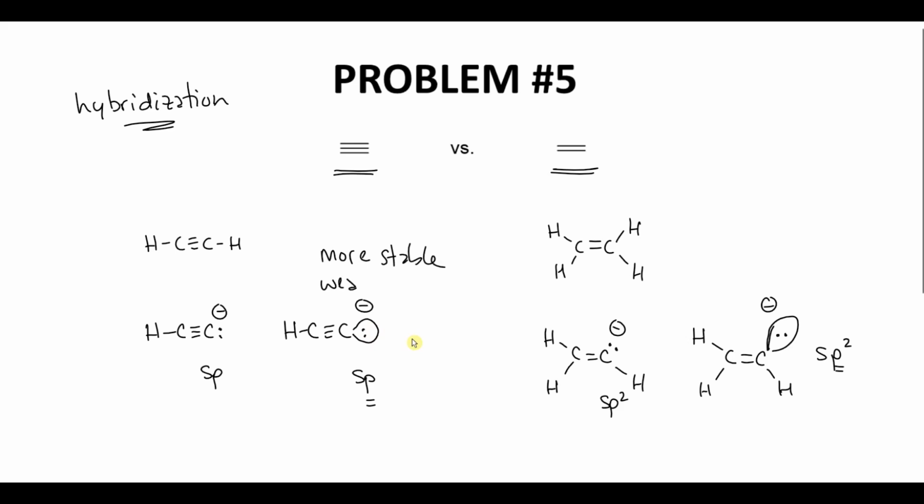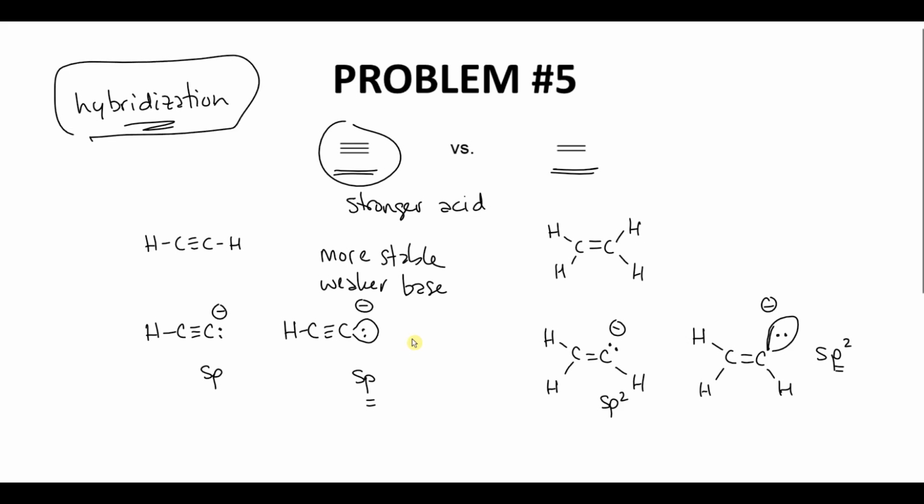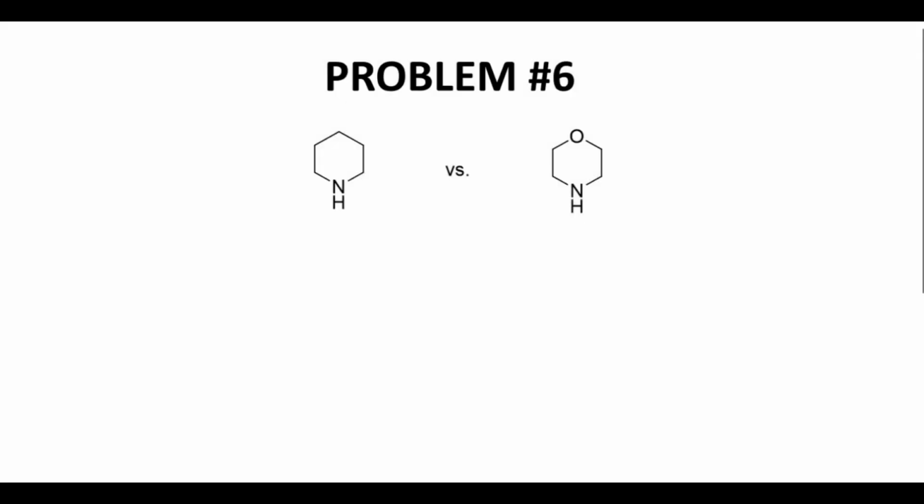It's a weaker base. And this structure is the stronger acid. So our explanation here is hybridization. All right, problem 6. I love problem 6.